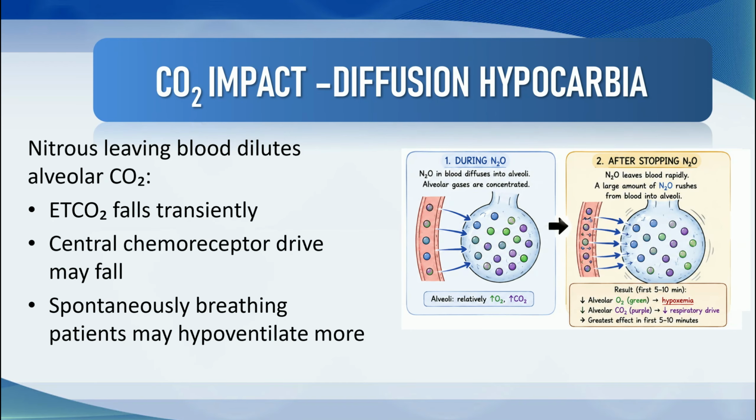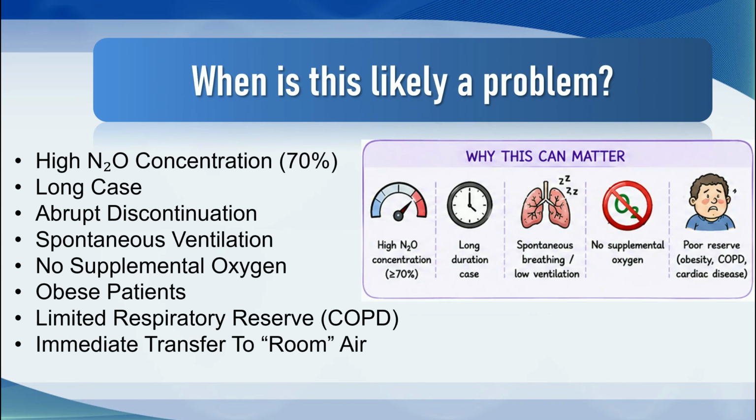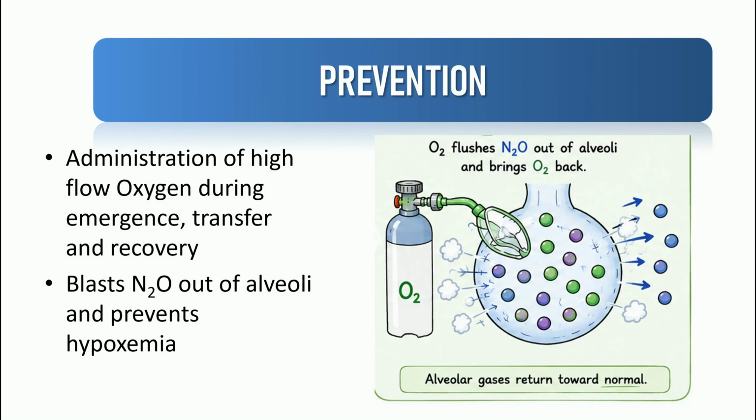If you were to encounter diffusion hypoxemia and hypocarbia, it would be in situations where high inspired nitrous oxide concentration is being administered, more than 70%. These are long cases. There's usually abrupt discontinuation in spontaneous breathing patients where the patient is immediately transferred to room air. There's no supplemental oxygen. Obese patients, patients with limited pulmonary reserve, and it's easily prevented by giving patients supplemental oxygen at the end of the case.